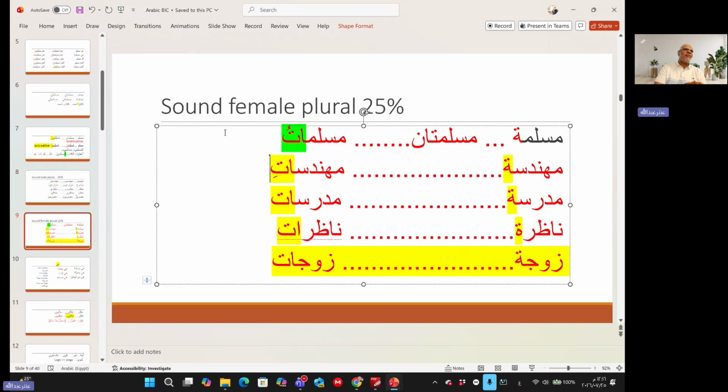So similar to the men, who have waw noon for the nominative and ya noon for accusative and genitive, they say the same. Give us a dhamma for the nominative and a kasra for the genitive and accusative. We don't need the three. The three will go for the singular. For the plural, only two will work. Okay?